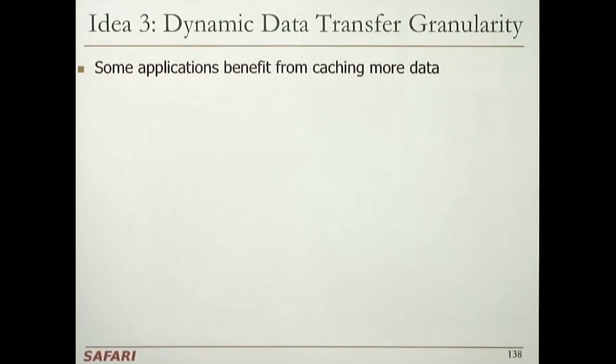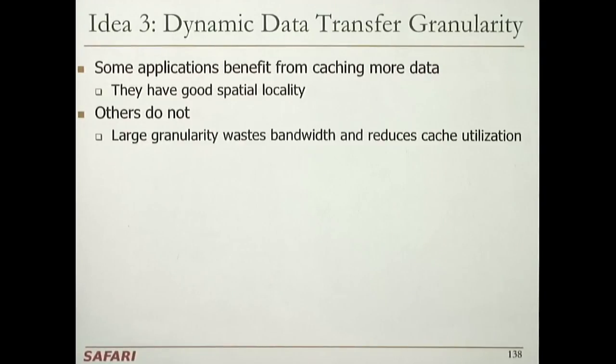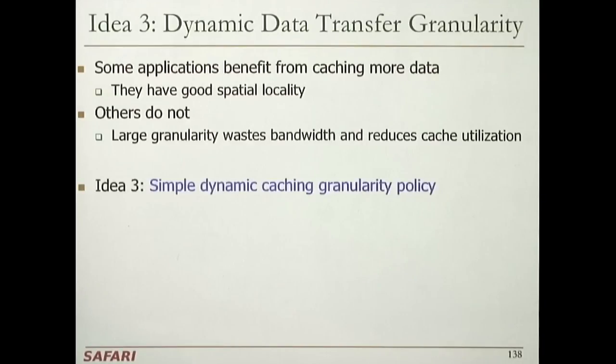So it turns out, as you can imagine, some applications benefit from caching more data, larger cache blocks, 4 kilobytes, because they have good spatial locality. Others do not. Large granularity wastes bandwidth and reduces cache utilization. And one idea is to have a dynamic caching granularity policy. Again, there's no magic here.